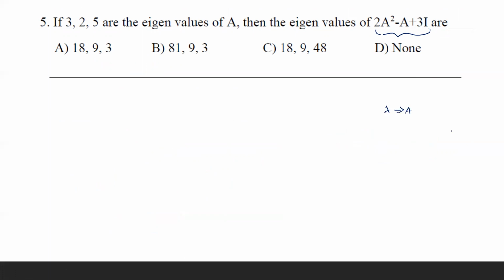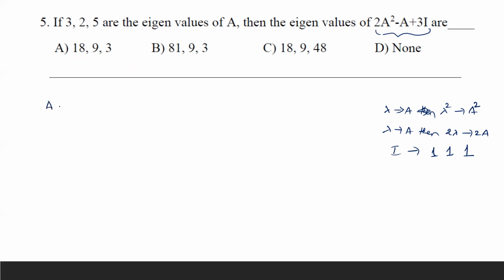If lambda is the eigenvalue of A, then we know the eigenvalues of A square are lambda square. In a similar way, if lambda is the eigenvalue of A, then 2 lambda is the eigenvalue of 2A. We have studied these things. Then similarly, for the identity matrix I, we always know 1, 1, 1. If it is a 3 by 3 matrix, we'll get 1 three times as the eigenvalue. If it is a 2 by 2 matrix, you will get 1 two times as the eigenvalue. So keeping these properties in mind, we are finding the eigenvalues of this expression.